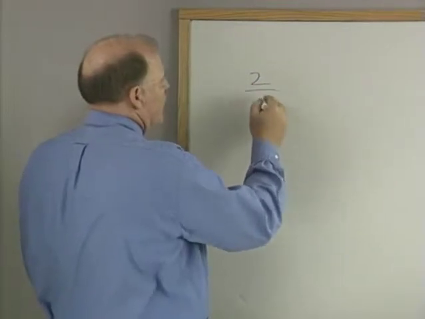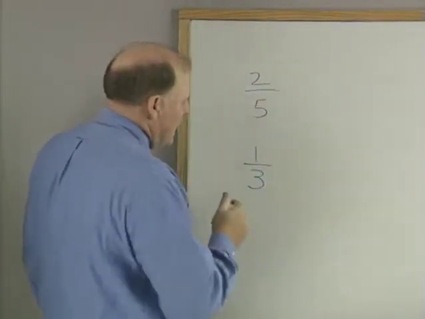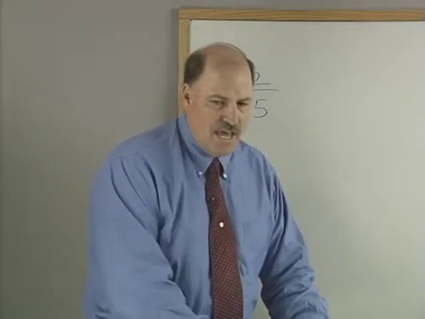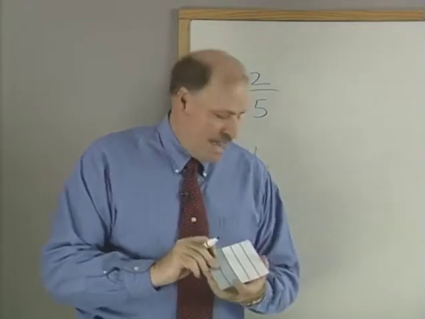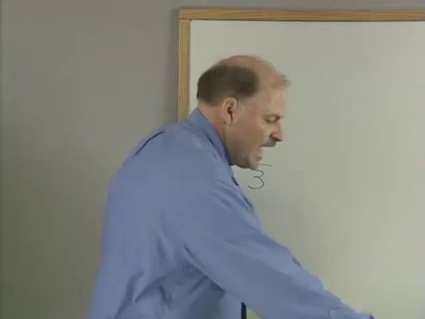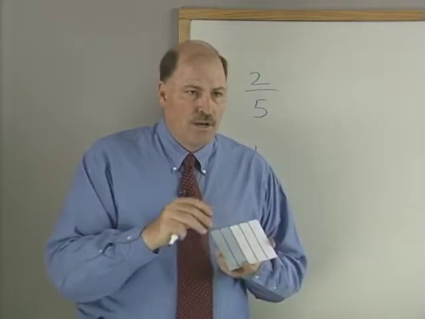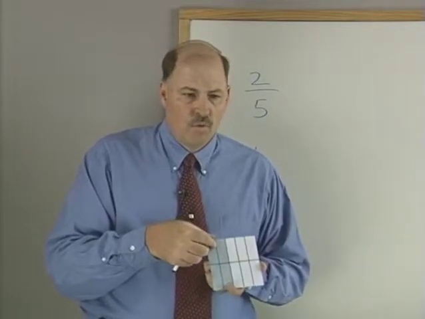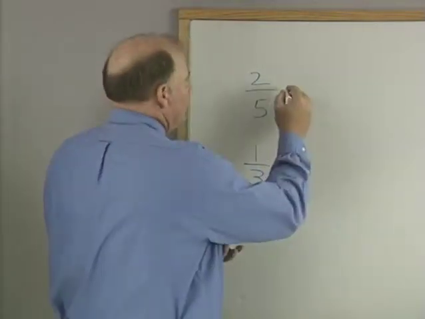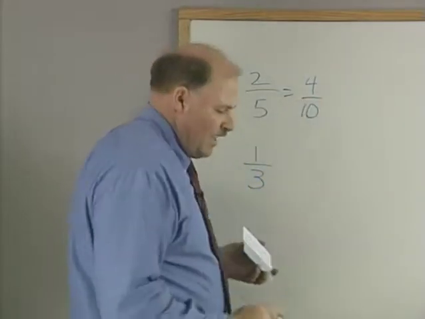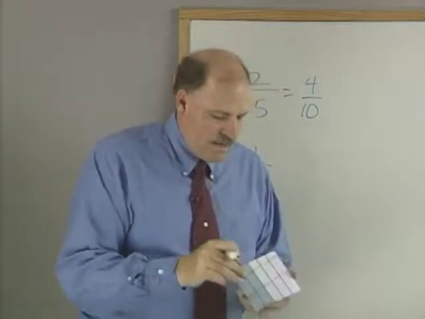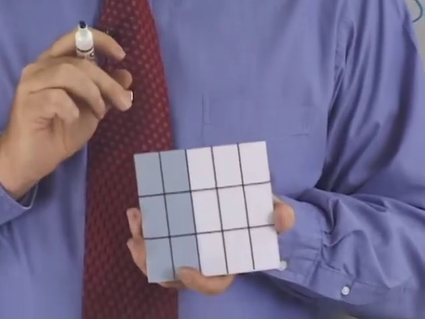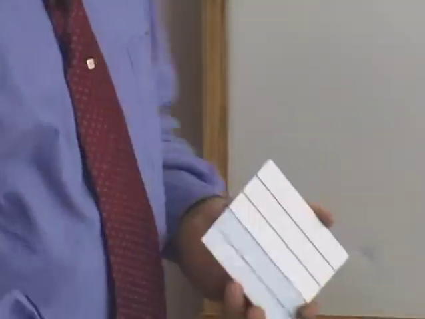Same denominator. So now we're going to take the 2/5 and the 1/3 and start making equivalent fractions out of them until we make them the same kind. Here's what we're going to do first. We're going to take the half overlay and put it on top of 2/5. This gives us what? 4/10. I'm going to write up here 4/10. And then I'm going to do the third overlay, and this makes 6/15.